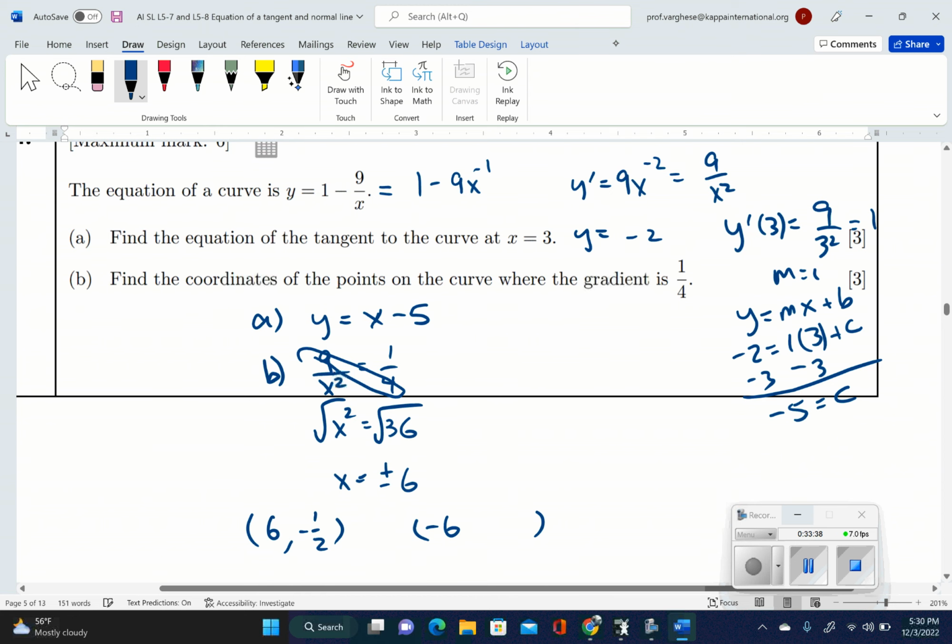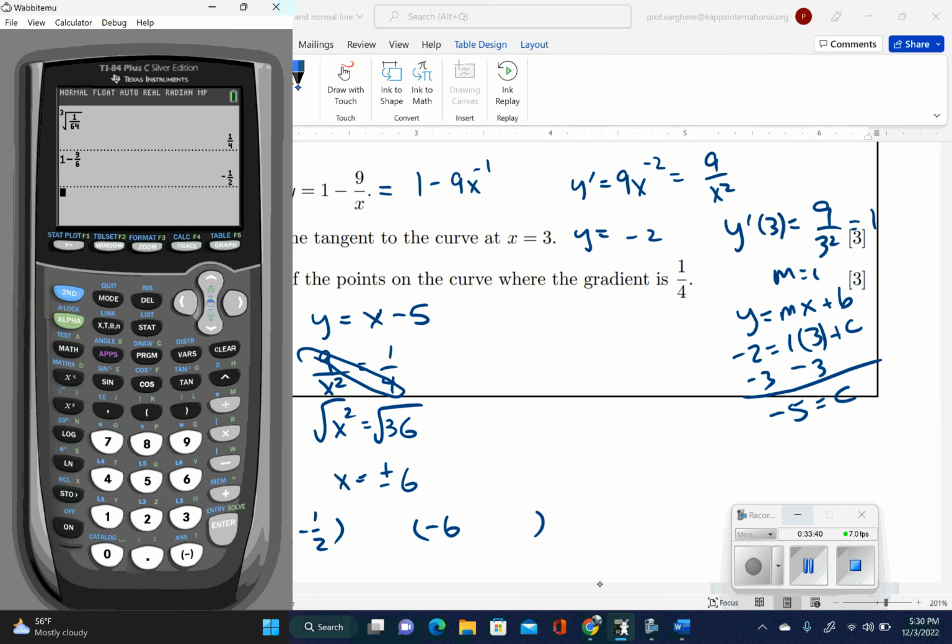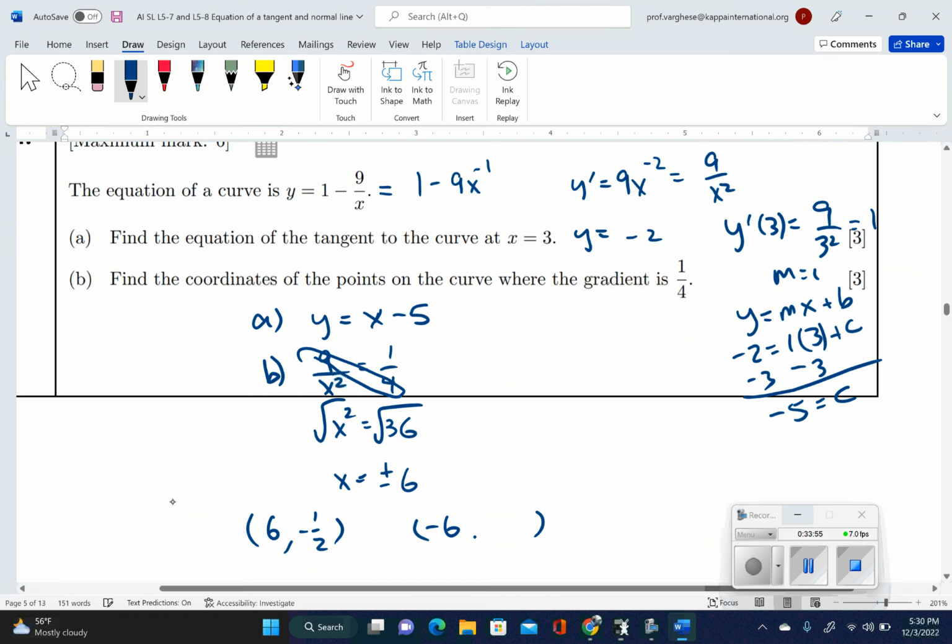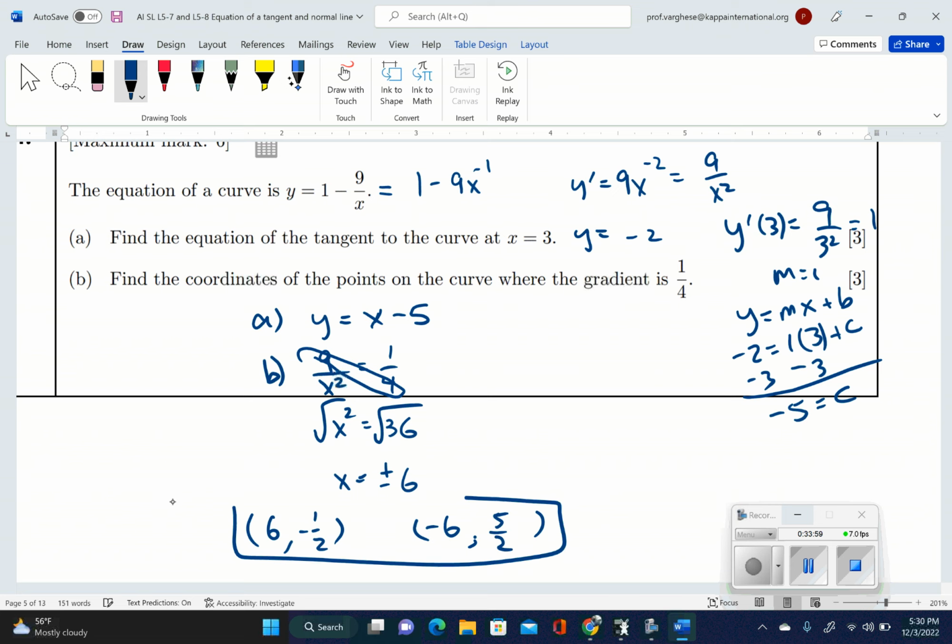And if I plug in -6, I'm going to be lazy here. I'm going to insert a negative sign, insert -6 and plug that in, and I get 5/2. So -6 comma 5/2 are my two coordinates. Done.